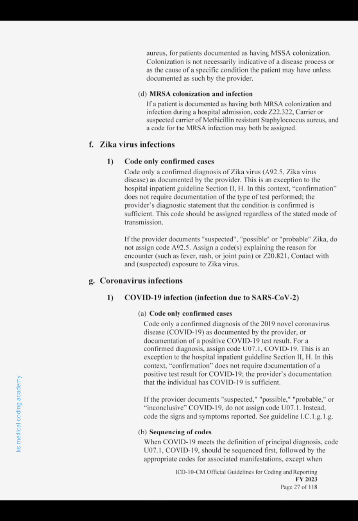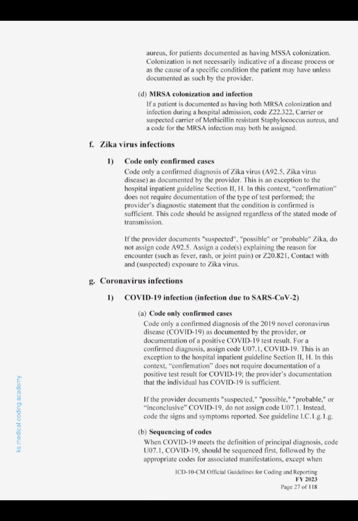F. Zika virus infections. 1, code only confirmed cases. Code only a confirmed diagnosis of Zika virus, A92.5, Zika virus disease, as documented by the provider. This is an exception to the hospital inpatient guideline section 2, H. In this context, confirmation does not require documentation of the type of test performed. The provider's diagnostic statement that the condition is confirmed is sufficient. This code should be assigned regardless of the stated mode of transmission.